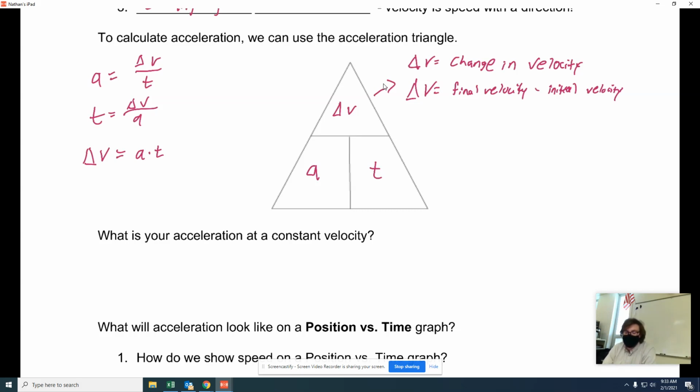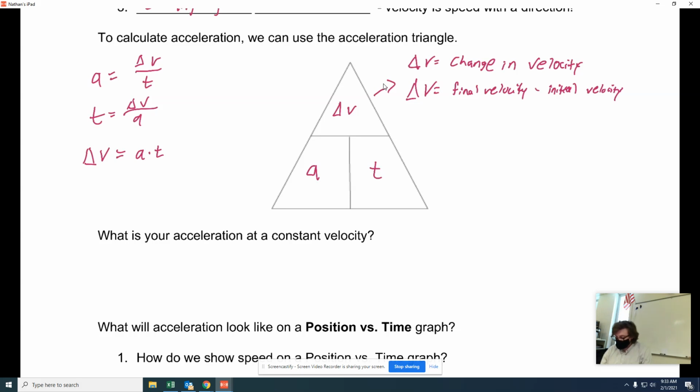There is one thing that I want you to think about. If we're moving at a constant velocity, so if our speed is not changing, if our direction is not changing, what is our acceleration? So I want you guys to take a second and try to think about this question. If you need to pause the video, you can, but I want you to come up with your own idea. What is your acceleration at a constant velocity? As a reminder, constant just means the same.